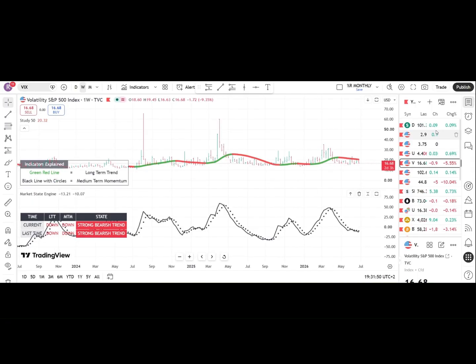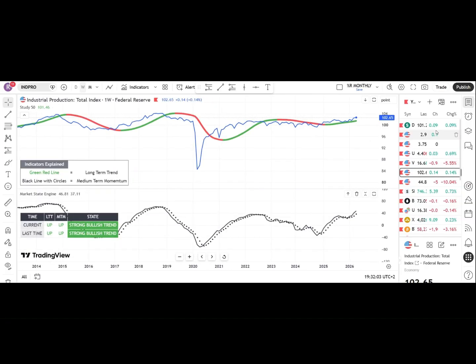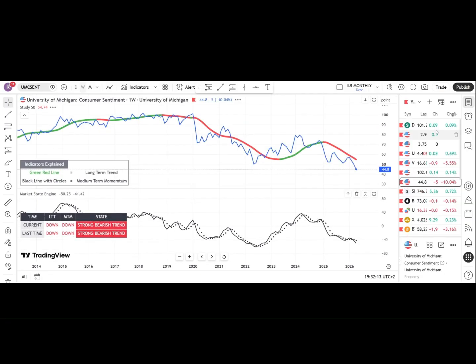The volatility index is continuing its strong bearish trend, which suggests less volatility in the markets. The industrial production is a monthly figure and it stays the same for the weekly chart. Same then also for the consumer sentiment in the US.